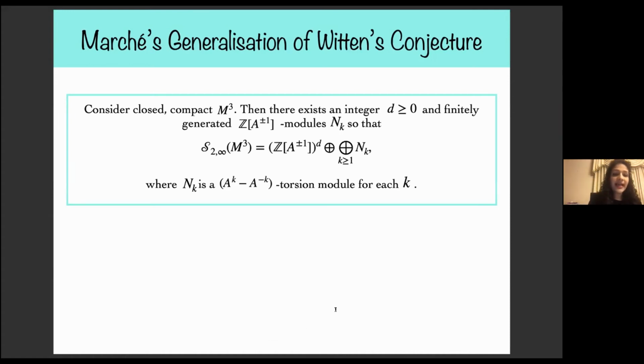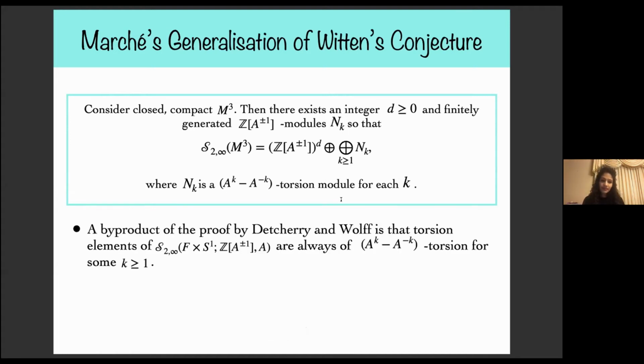He conjectured that if you have a closed compact 3 manifold, then there exists an integer d and finitely generated R modules n_k, such that the Kauffman-Brackes Skein module of that manifold splits into the free part, or the direct sums of the free part and torsion part, so into cyclic modules, where these n_k, they are a to the k minus a to the minus k torsion modules for each k. So Marché conjectured that the Kauffman-Brackes Skein modules of closed compact 3 manifolds have this structure.